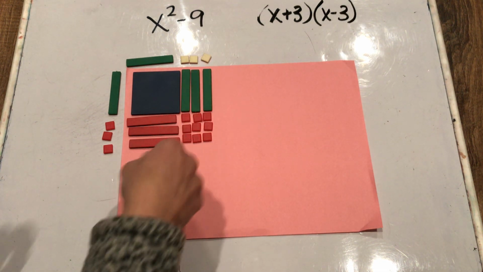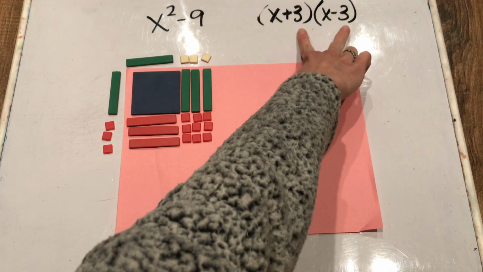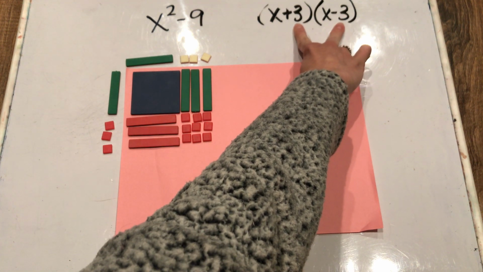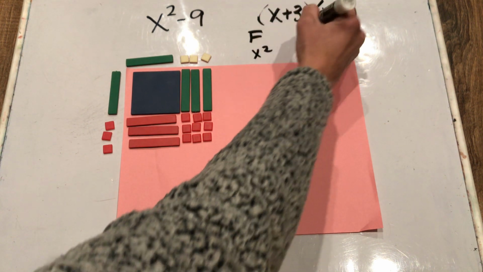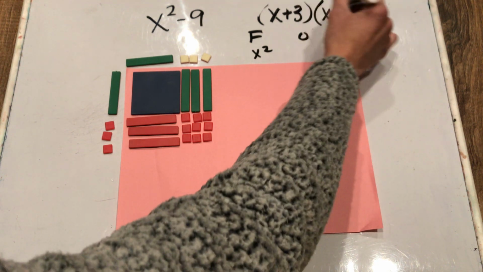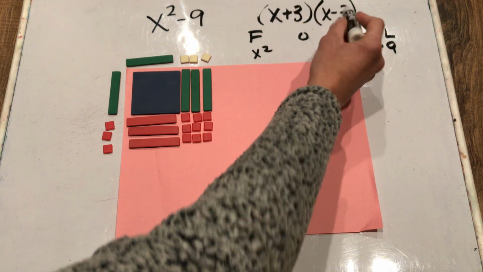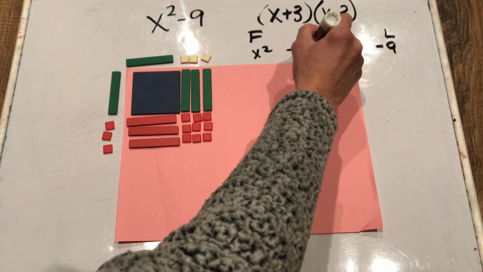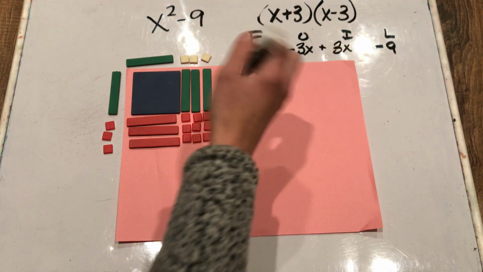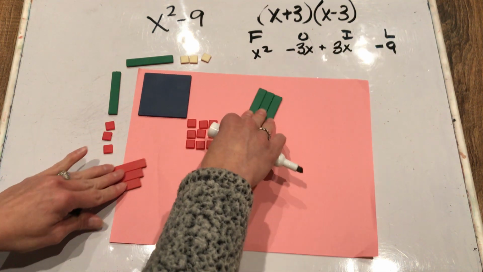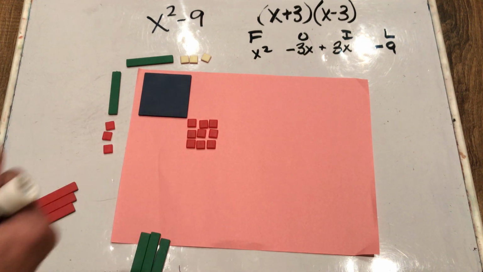And then it makes sense when I multiply it. I have this x squared. I have the minus 9, because right here I'm going to have minus 3 times a plus 3. So that's my last term. My first term is my x squared, and my last term is going to be that minus 9. And then on the outside would be a minus 3x, and the inside would be a plus 3x, and those will add up to 0. And we're left with just the x squared minus 9.